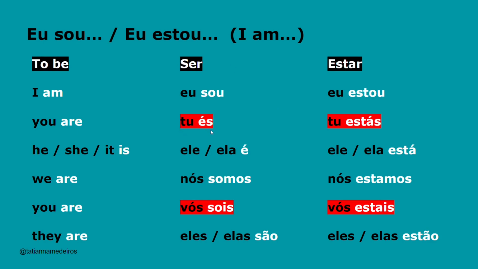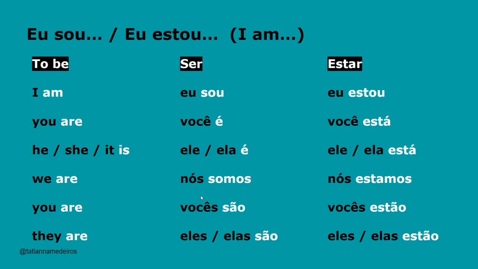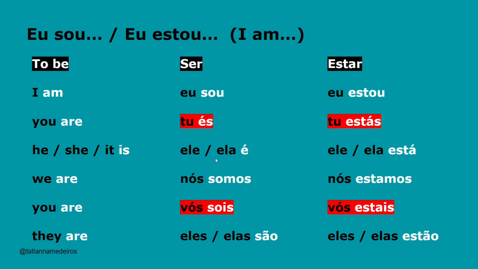The verb ser, you are, tu és. I have marked in red squares here and here and here and here because in some grammar books, you're going to find tu and vós translated as you singular and you plural, which we actually don't use. We don't call people tu or vós. This is old-fashioned Portuguese, but I have to tell you that European Portuguese, so people from Portugal, do use tu and vós. And in Brazil, we use você and vocês. But I have to show you this because you can be confused.